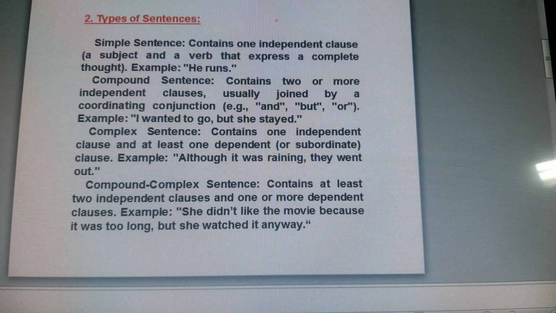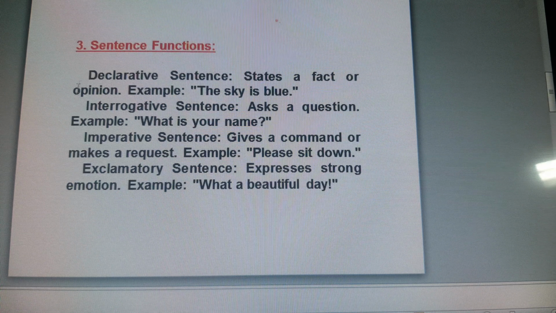Now I am going to third slide. Here I have described the sentence function. Declarative sentence, interrogative sentence, imperative sentence, exclamatory sentence. Declarative sentence states a fact or opinion. Example: the sky is blue. Interrogative sentence asks a question. Example: what is your name? Imperative gives a command or makes a request. Example: please sit down. Exclamatory expresses strong emotion. Example: what a beautiful day.